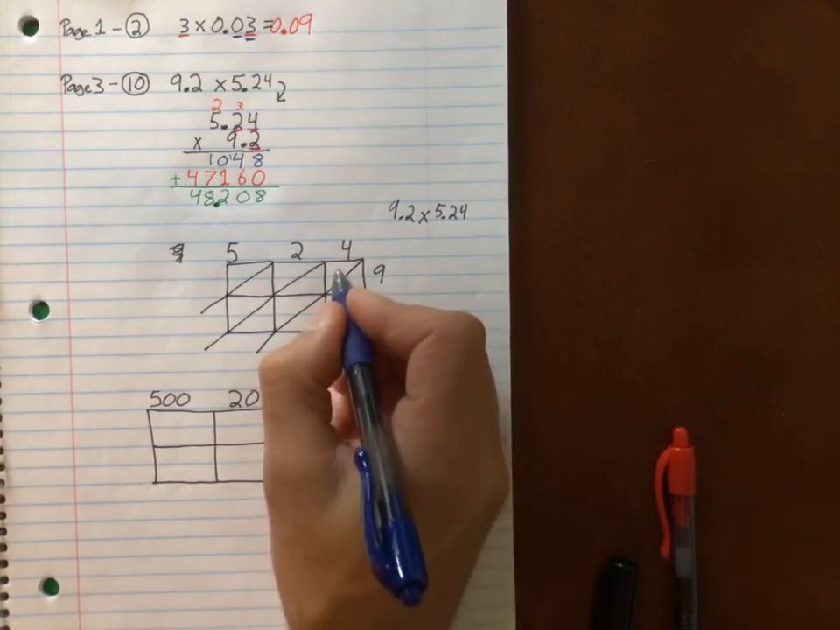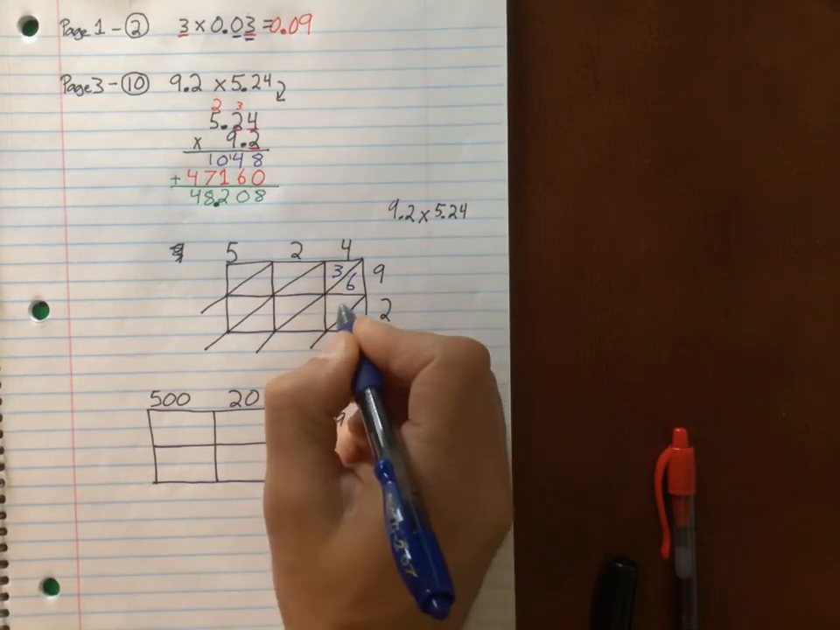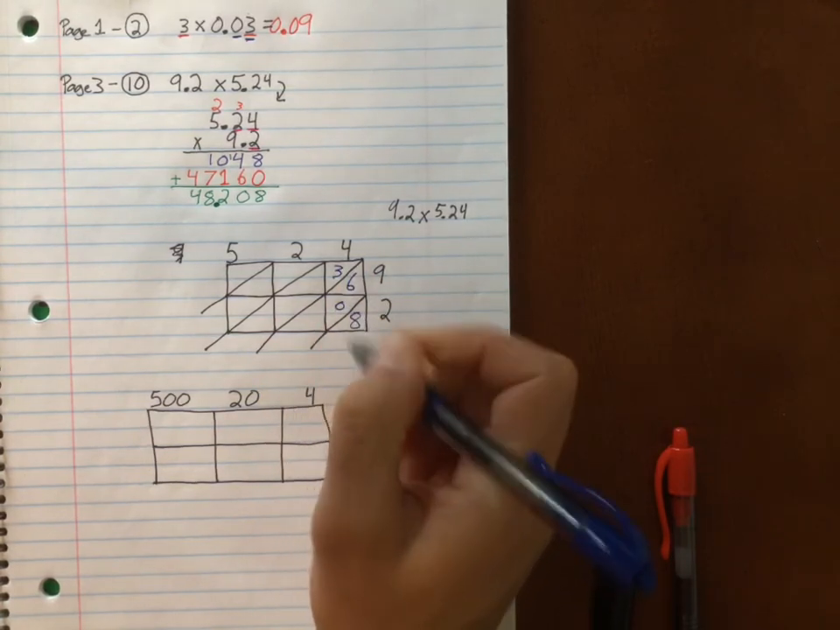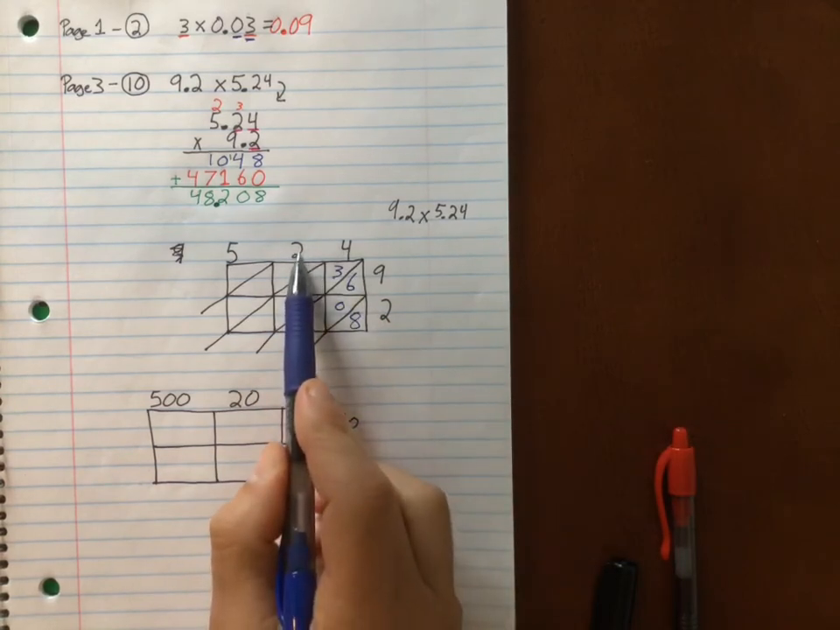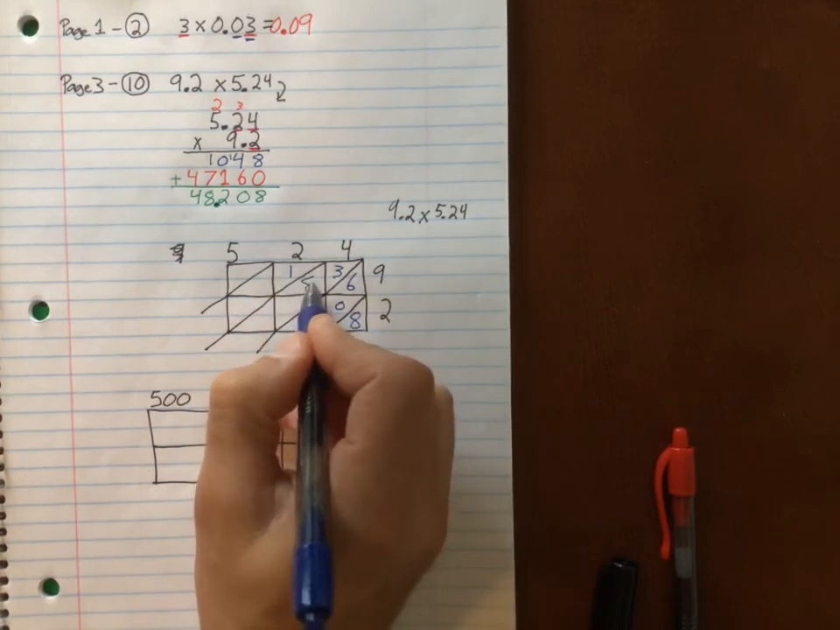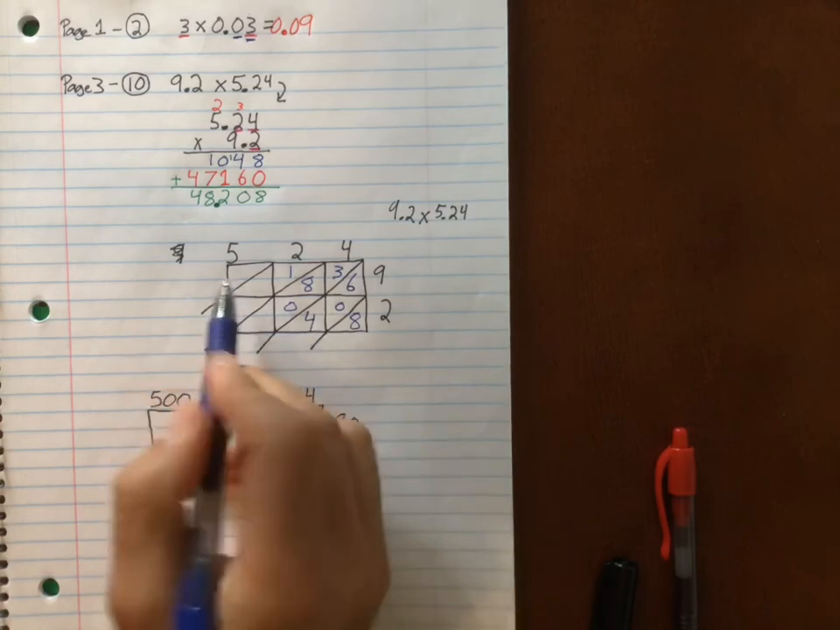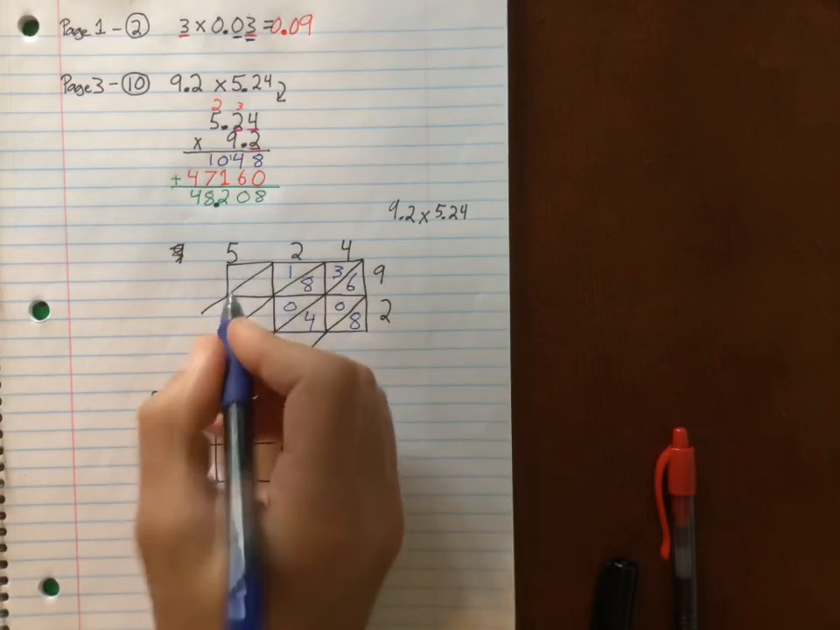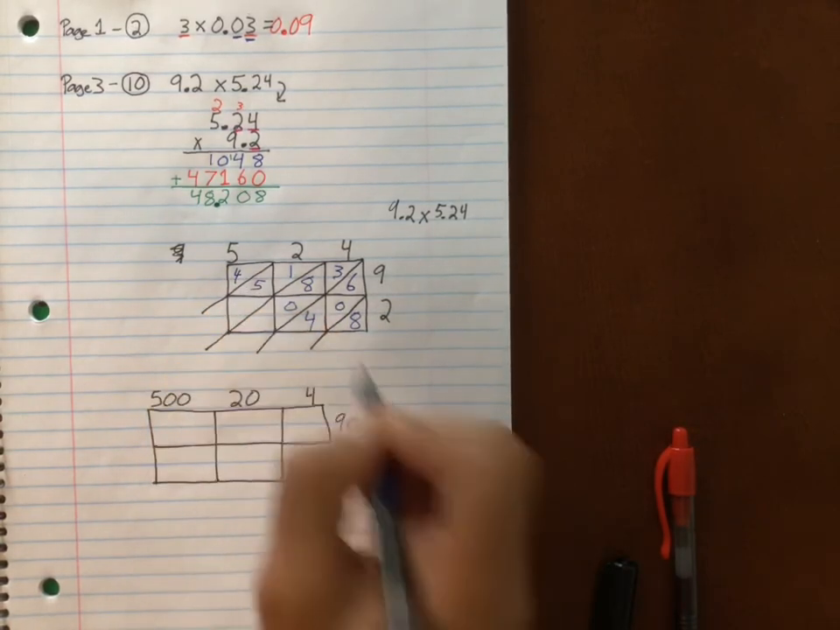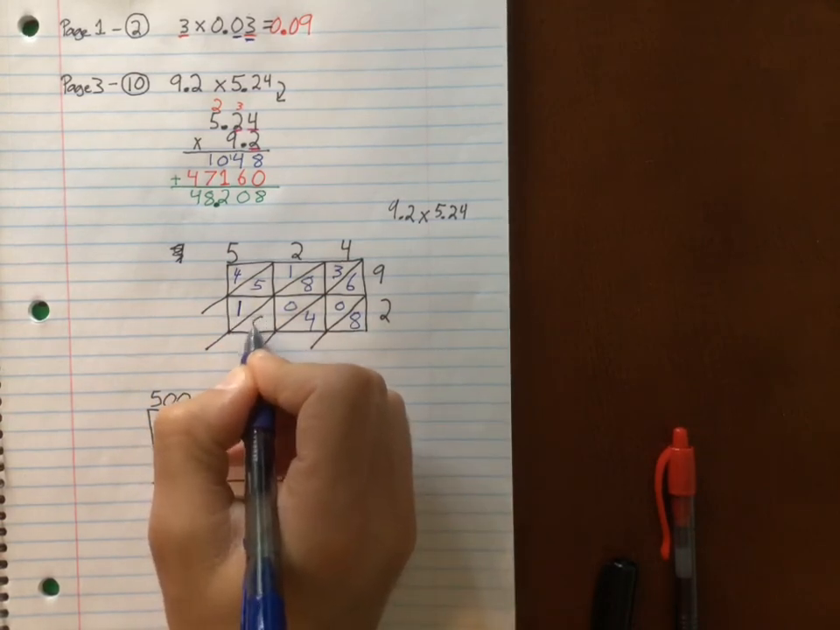4 times 9 is 36. 4 times 2 is 8. That gives me no tens in 8. This line will be 2 times 9. 2 times 9 is 18. This will be 2 times 2, which is 4. 5 times 9, 45. And 5 times 2, which is 10. So the 1 goes there in the tens place.